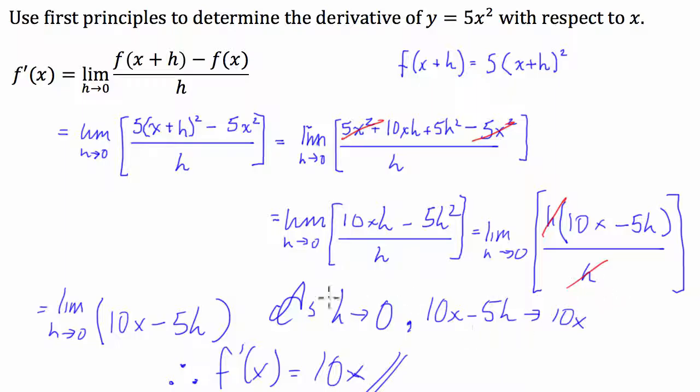So basically what we do is we cancel out our denominator, we are left with a function like this. As h tends to 0, we then can tend to our derivative. So this is our rate of change function for the function 5x squared using first principles.